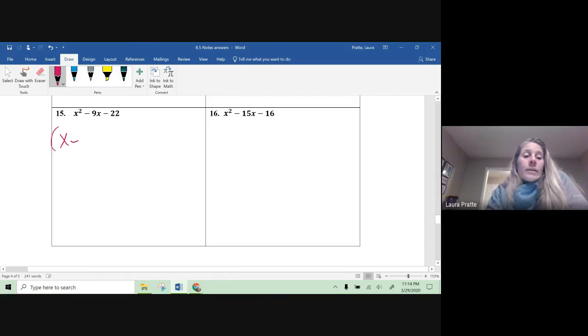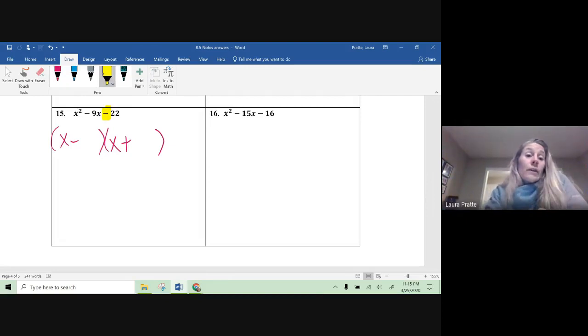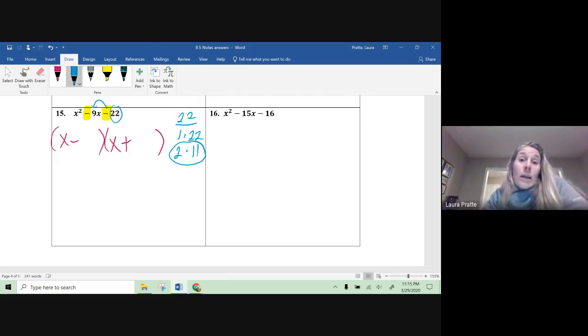Okay, again, I'm going to do x minus and x plus because I see that I have an x squared, and this negative here tells me my signs are different. So now let's figure out what the numbers are. So 22, what are the factors of 22? 1 and 22 or 2 and 11. Which of those pairs subtracts to give me the 9 that's in the middle? 11 minus 2 equals 9, right? So those are the numbers that we need to put in. The bigger of those numbers, though, is going to get the negative in this problem. So the negative is the 11, and then the positive would be the 2.